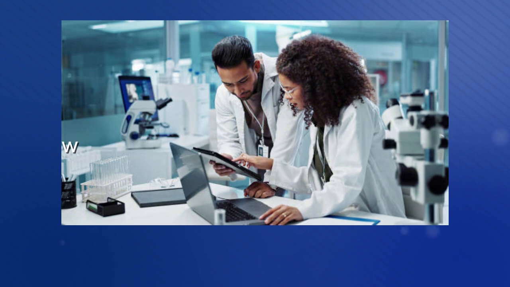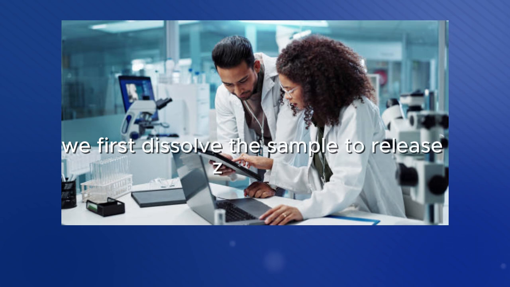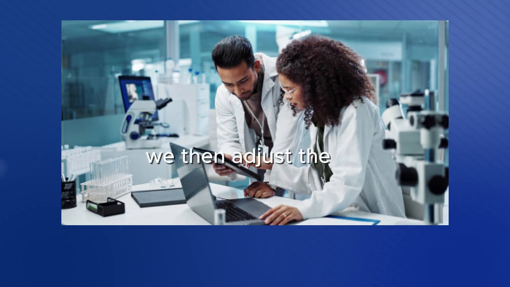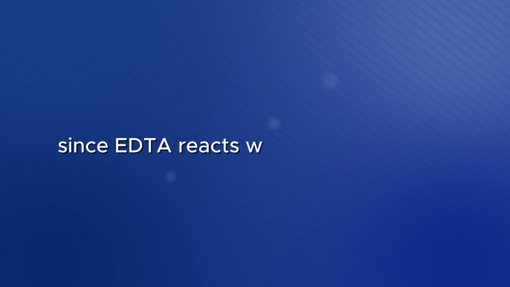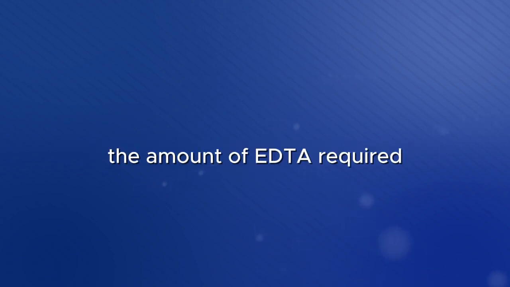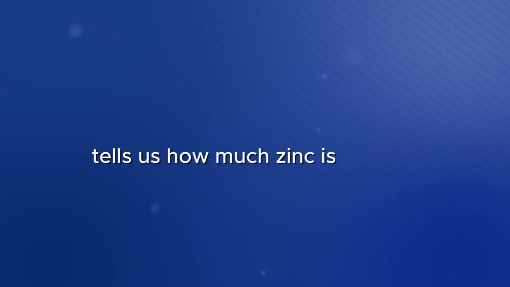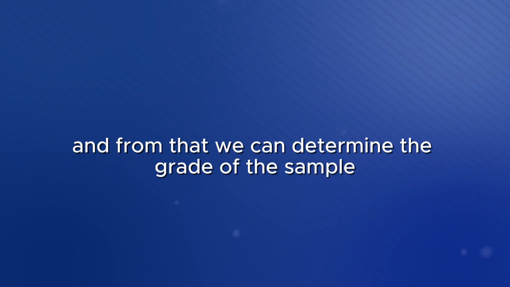For zinc assay, we first dissolve the sample to release zinc ions. We then adjust the pH and add the indicator before titrating with EDTA. Since EDTA reacts with zinc in a known ratio, the amount of EDTA required tells us how much zinc is present, and from that, we can determine the grade of the sample.